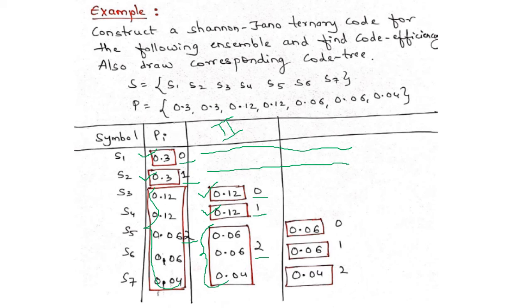In the second stage, for the first two groups, since they have only one element, further subdivision is not possible. Whereas in the last group we have three elements, so further subdivision can be done. 0.06 is in first group, 0.06 is considered as second group, and 0.04 is considered as third group. First group is assigned with 0, second group assigned with 1, third group assigned with 2.